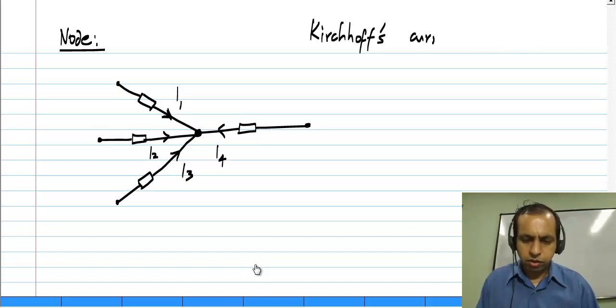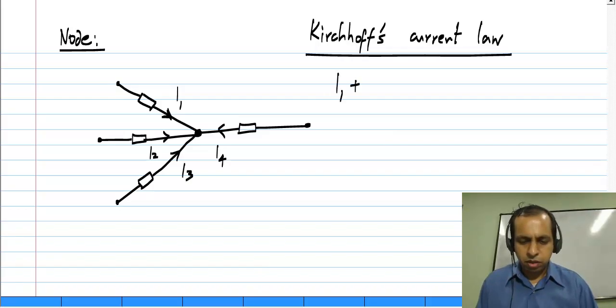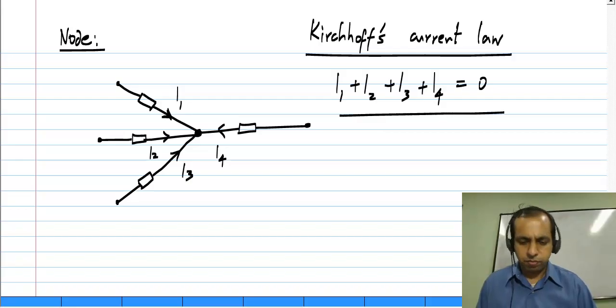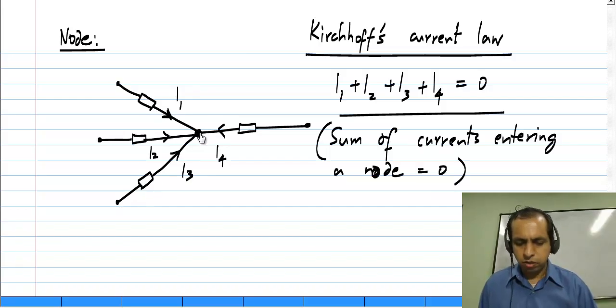Kirchhoff's current law. Kirchhoff was the scientist who first stated this, which says that the sum of all currents entering a node is 0.